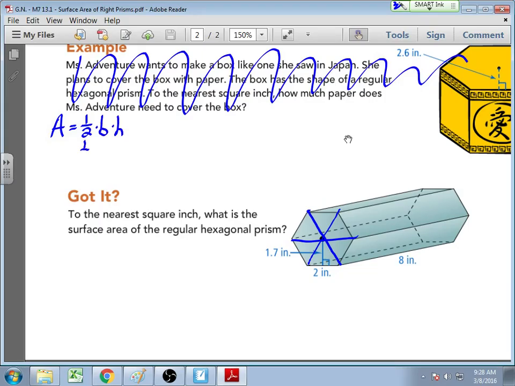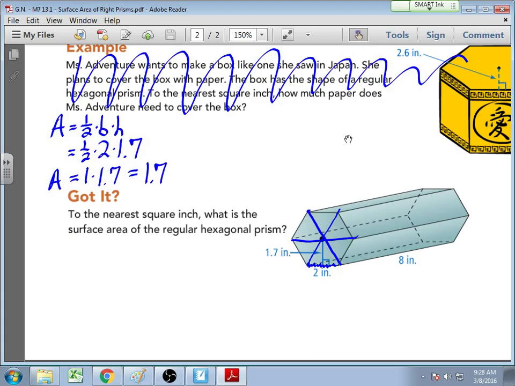I'll work vertically. So the base of my triangle is how much? 2. The height of it is 1.7. Half of 2 is 1. So this gives me 1 times 1.7, which really tells me that the area of the triangle is 1.7.